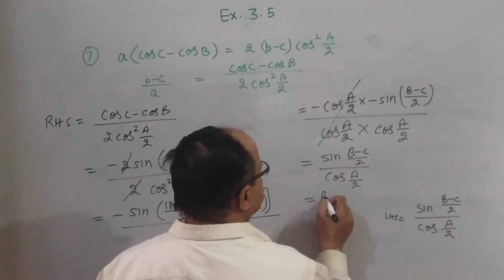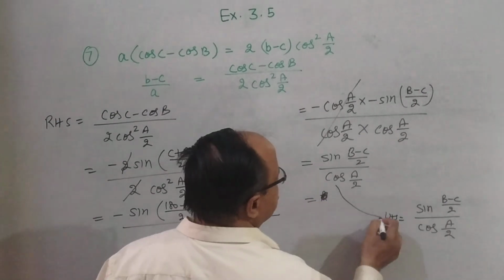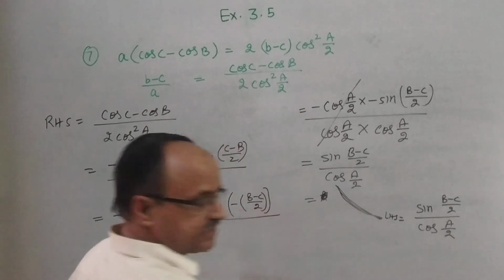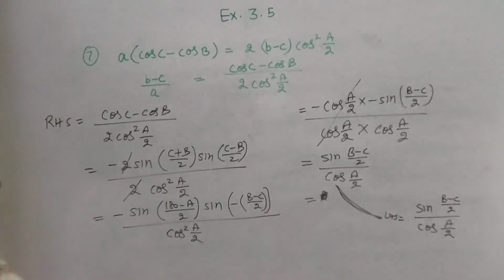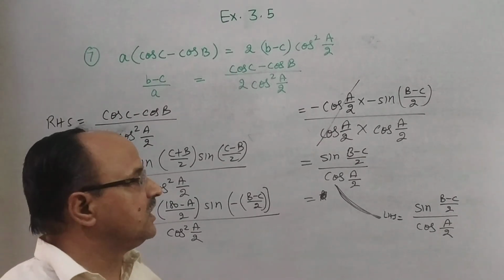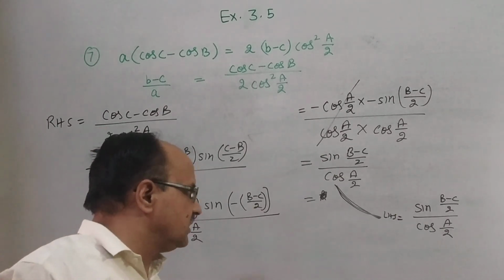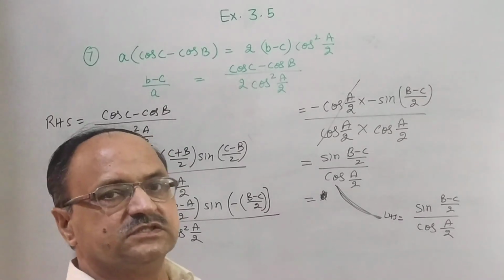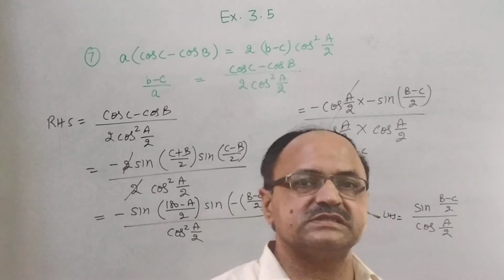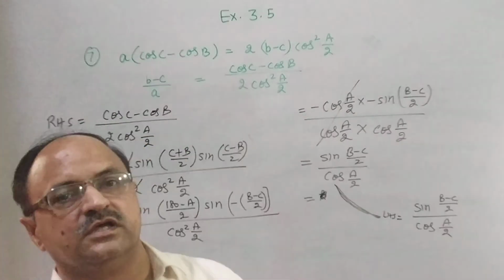This is the right hand side, that is equal to the left hand side. You can check. Both are equal. Correct? Now your homework: revise chapter 3 and try to solve this exercise. Okay? Thank you.